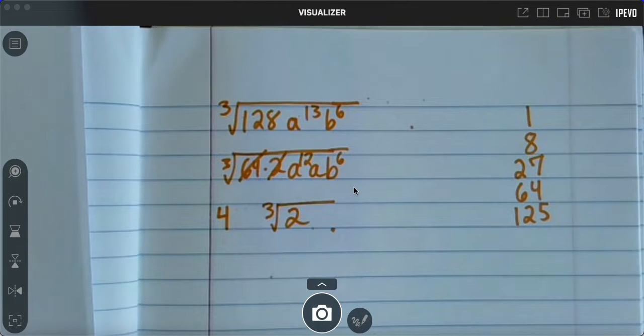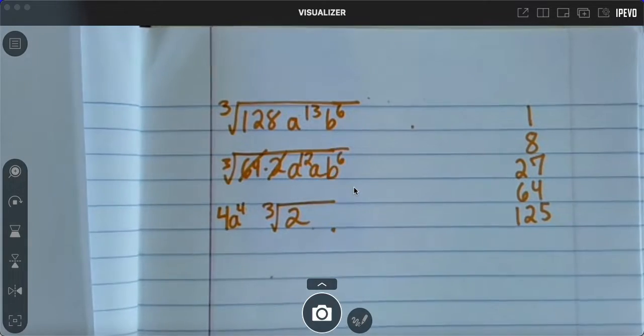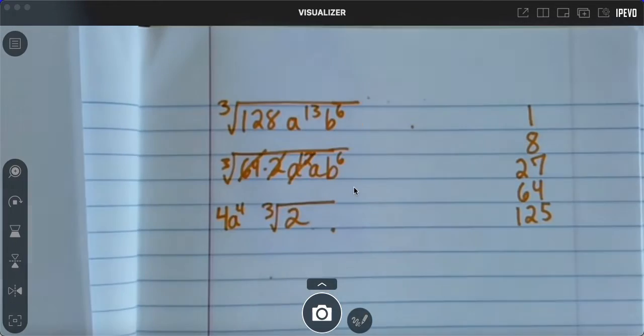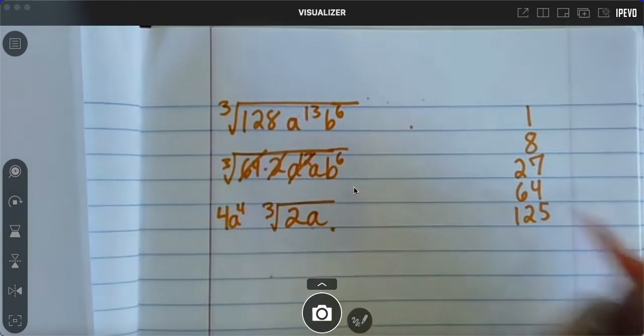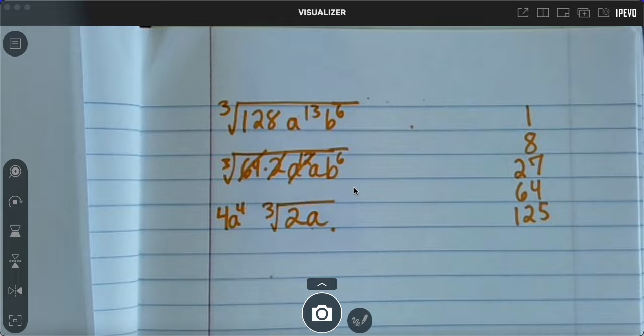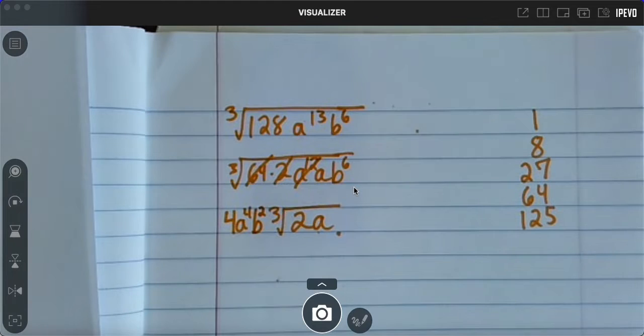Now let's look at our a to the 12. What is 12 divided by 3? So I'm going to pull out a to the 4th. Is everybody good with that? And what happens to that other little a? It has to stay in there with that 2. And what about b to the 6th? What is 6 divided by 3? 2. So I'm going to have b squared. Does that make sense, y'all?